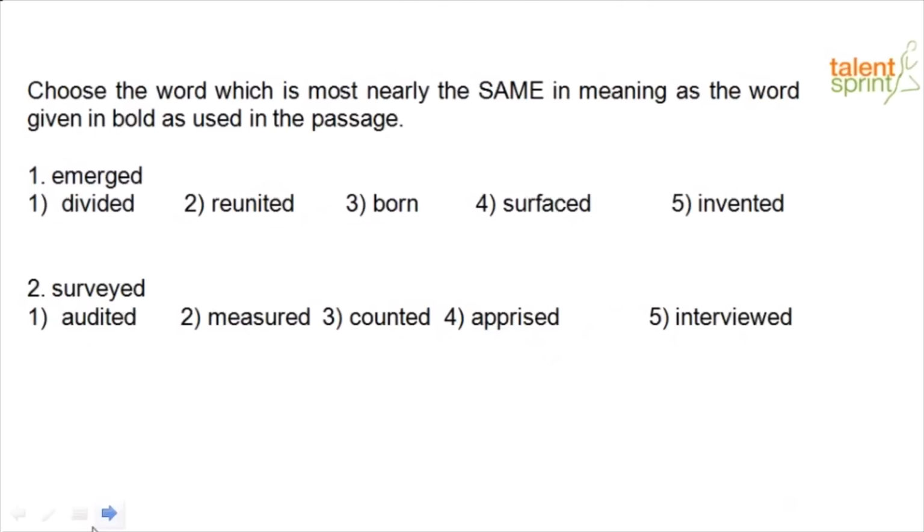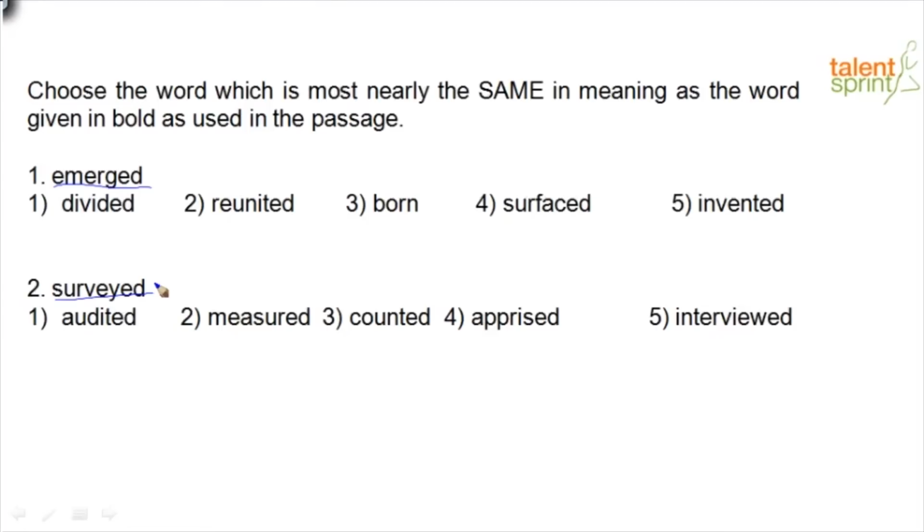Choose the word which is most nearly the same in meaning as the word given in bold as used in the passage, right? So emerged and surveyed are words highlighted in the passage. And another thing that makes it easier for us is because these words are already highlighted. They are in bold in the passage, right? Now look at this. Do you really need to read the passage to understand the synonym of this word emerged? Look at the options: divided, reunited, born, surfaced. Out of these options, what do you think is the answer? What's the word that is closest in meaning to the word emerged? So my options are divided, reunited, born, and surfaced.